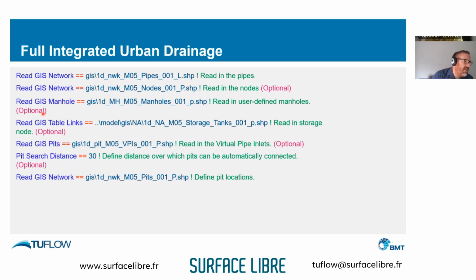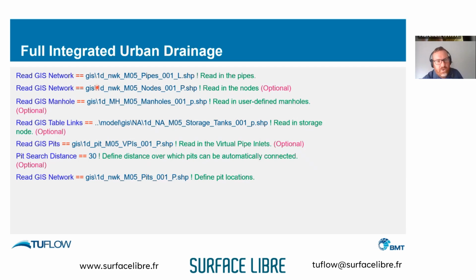We can read in a GIS manhole layer. That gives us the energy losses, and we can change those. We can bring in 1D NA table links. That allows us to define storage tanks. We can then bring in virtual pipe inlets or virtual pipe outlets as well. And then we can have those pits give us those inlets, that pit search distance to help us define where we're taking flow from the 2D domain and applying it to the 1D domain.